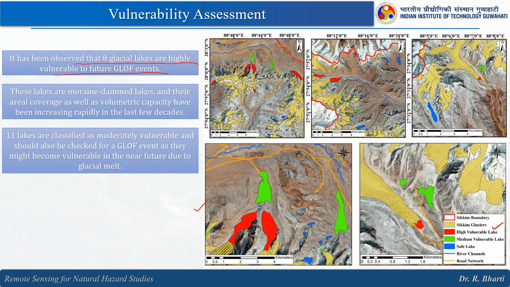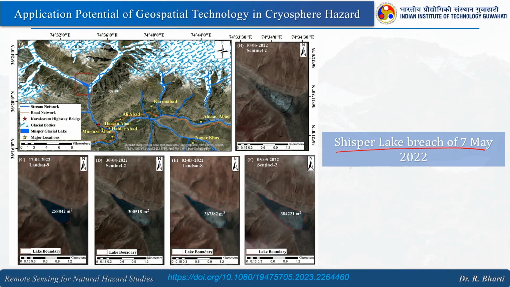So this vulnerability assessment can be done using the remote sensing and the field investigation data sets, and you can have a very important conclusion that can save the lives and property in that particular region. This is the example of the Sisper Lake breach that happened on 7th May 2022.